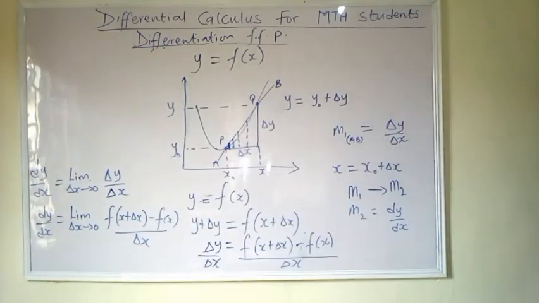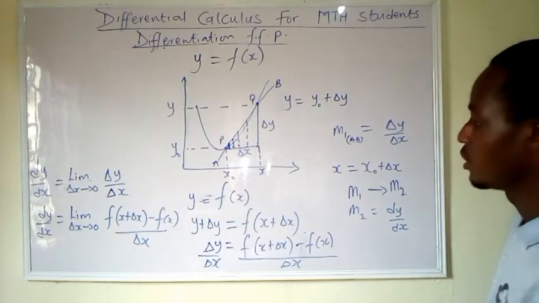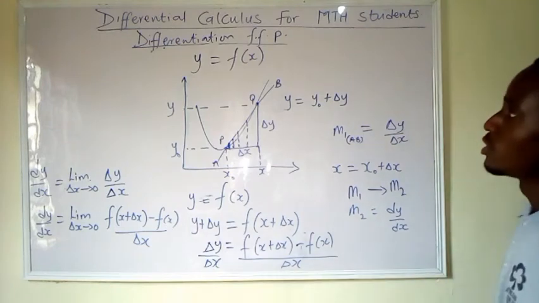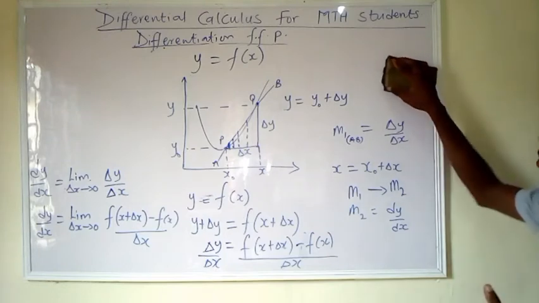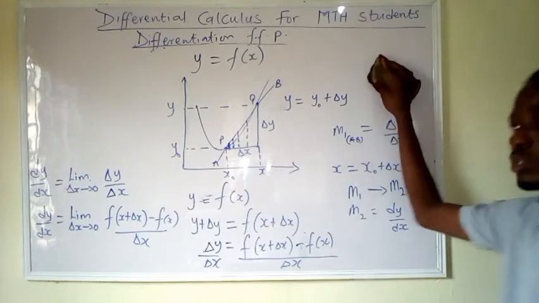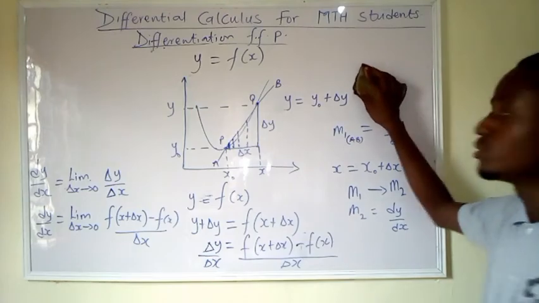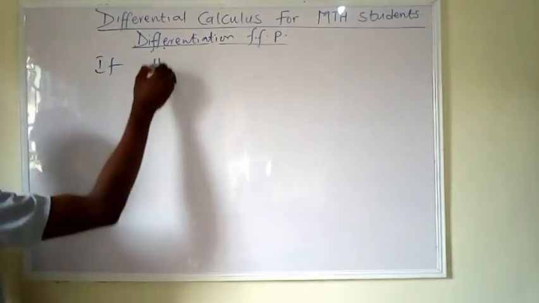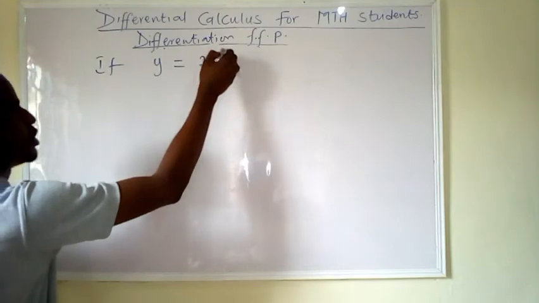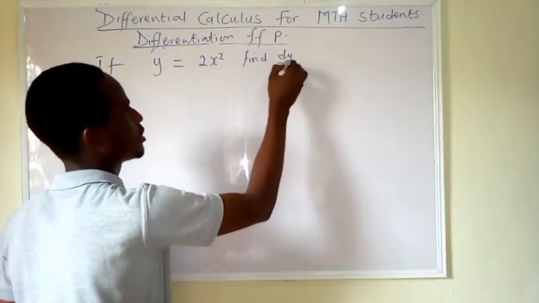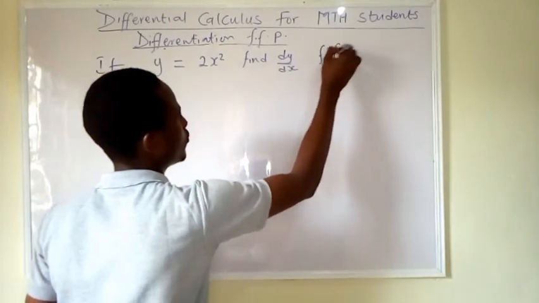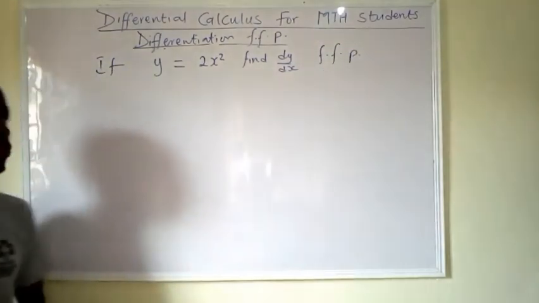So let's go for an example to do this mathematically following this formula. If I am going to find the derivative of a given function without using this graph, just mathematically, how am I going to get it? If y is equal to 2x squared, I'm meant to find dy/dx from first principle.